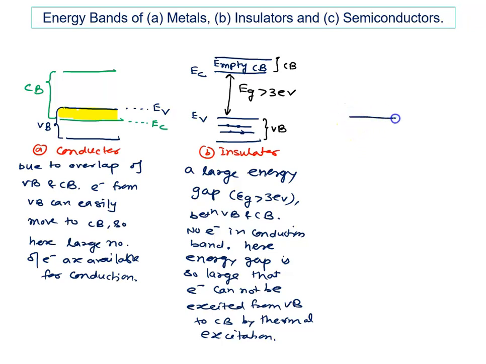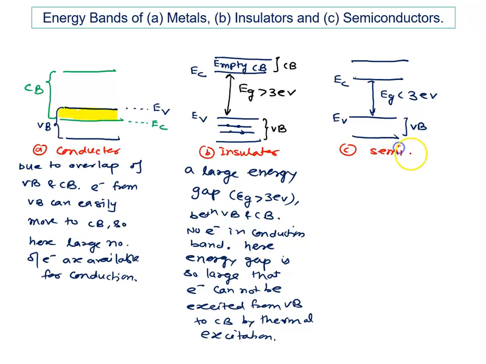In a semiconductor again there is an energy gap, but this energy gap is less than in an insulator. So this is the valence band and this is the conduction band. This you will write, it is known as the EV. This is known as the EC, and this energy gap is less than 3 electron volt. This is the diagram for semiconductor. This is the explanation for semiconductor. Again, here are some electrons in the valence band.